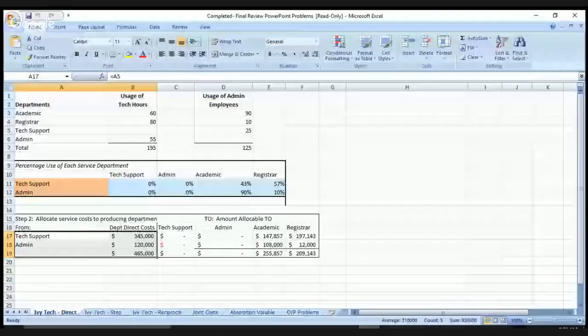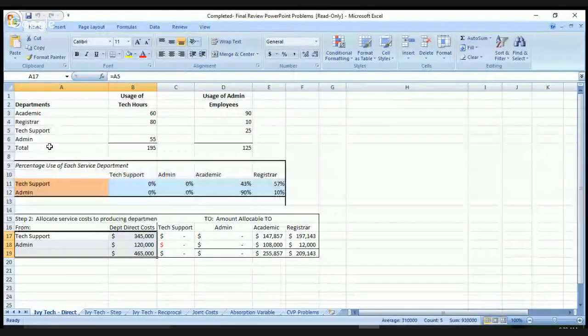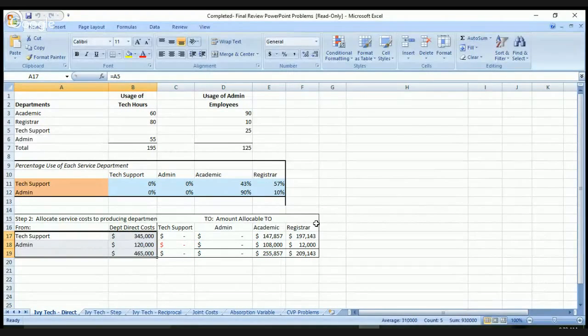So in the direct, we have the academic and the registrar. We have tech support and admin. The tech support and the admin are the 2 items that are going to be the service departments. Then the academic and the registrar are going to be the main departments. Now, tech support, it said in the information, is going to be the first one that we do. So it has 345,000.